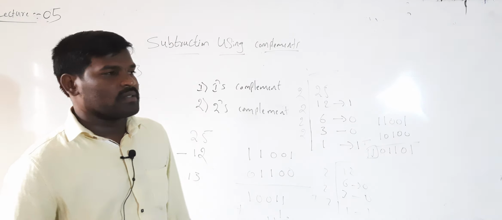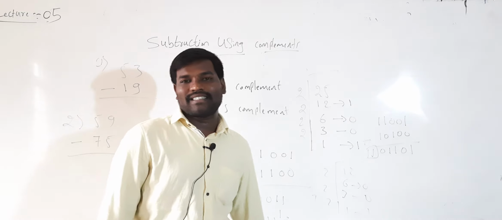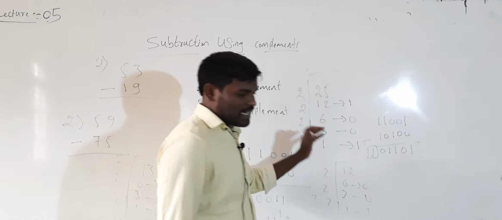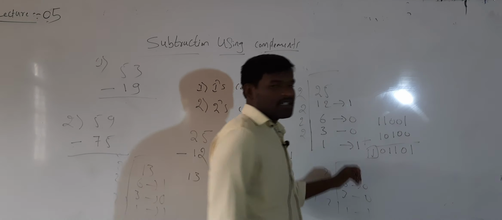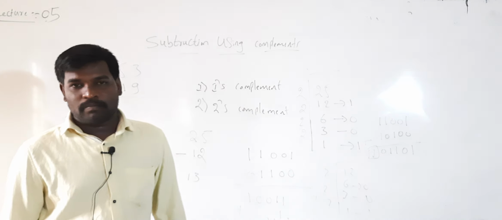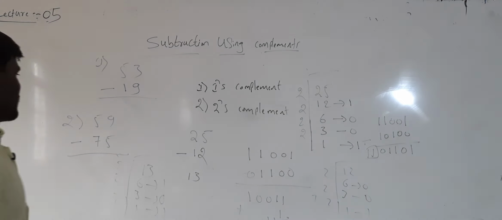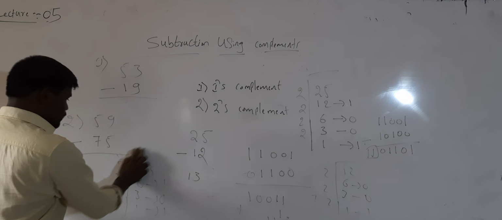So in 1's complement, if the carry is generated, that carry is added to the least significant bit. In the 2's complement, if the carry is generated, you can discard or ignore the carry. Okay. So next you can take another example of 2's complement.